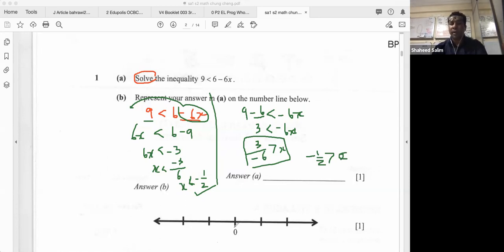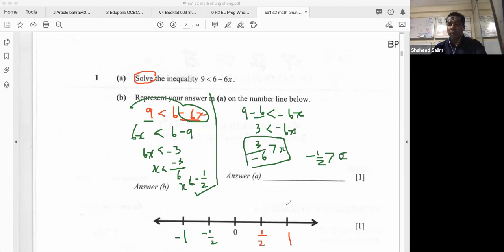Okay. So to represent this on a number line, very simple. You look at where's half. Negative half is here. Or you want to put negative half down here. This one, negative 1. This one, half. This one, we put half and 1. So now, x is smaller than.